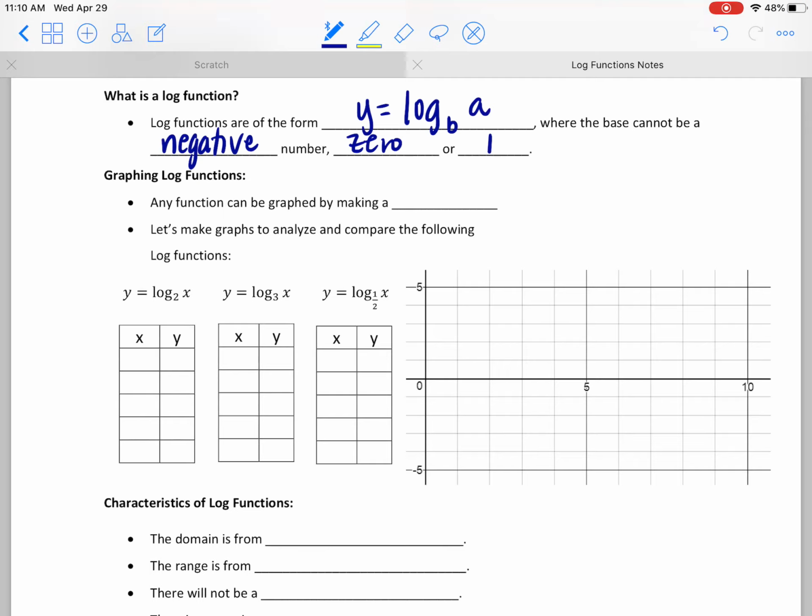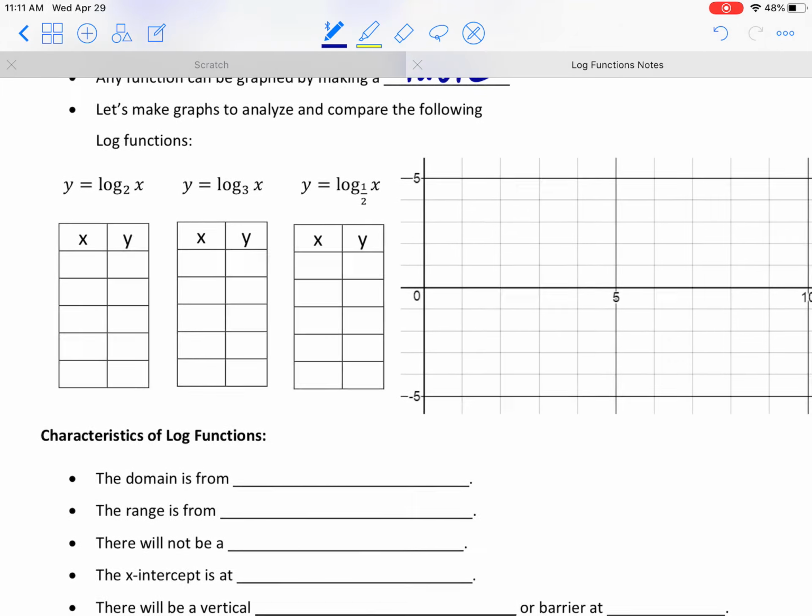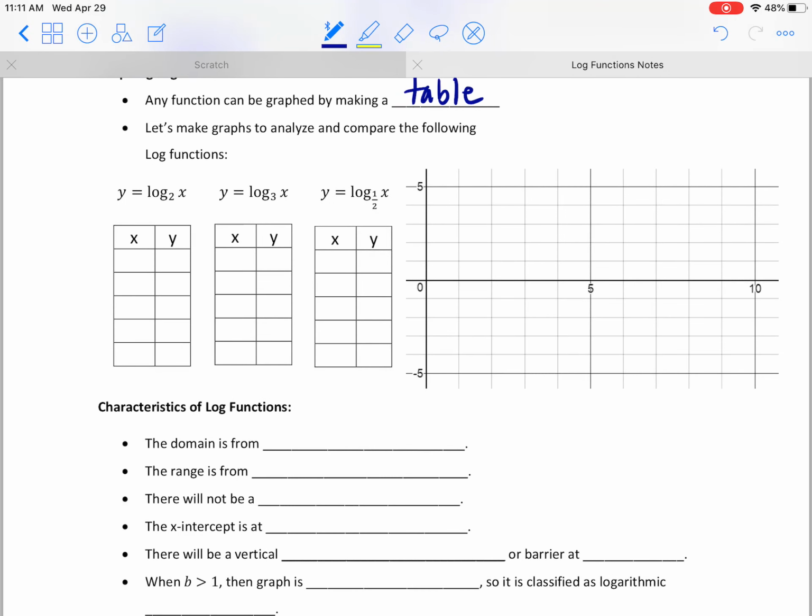If I put this in exponential form, b to the y power equals a, and in order for it to be exponential, that base can't be 0 or 1. So we have similar restrictions with our logs and our exponentials, and actually some more connections which we'll see toward the end. But I want you to see what a log function is going to look like on a graph. And I know we have technology that graphs for us, but we're going to graph this the old-fashioned way. We're going to make a table so we can see what's happening, okay?